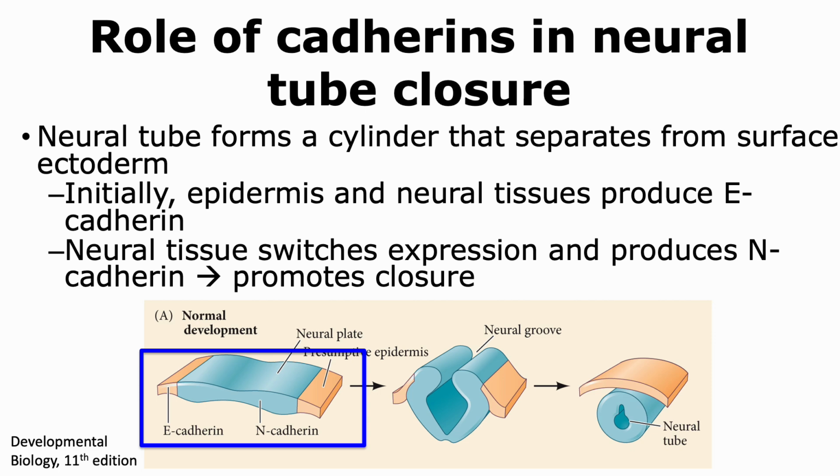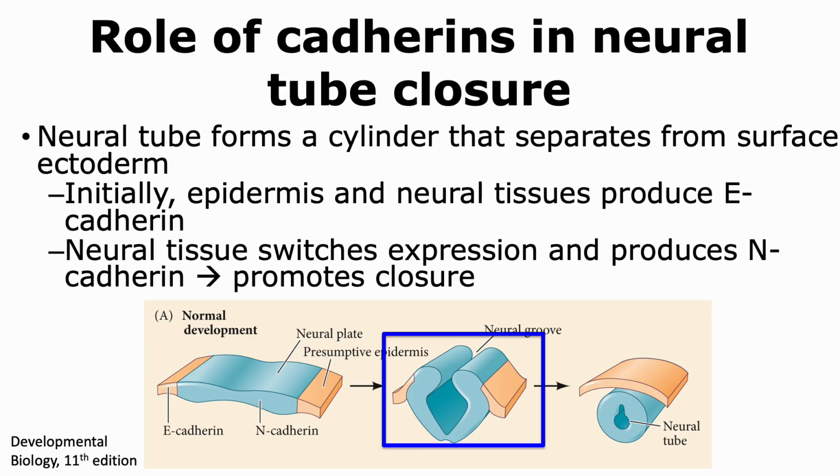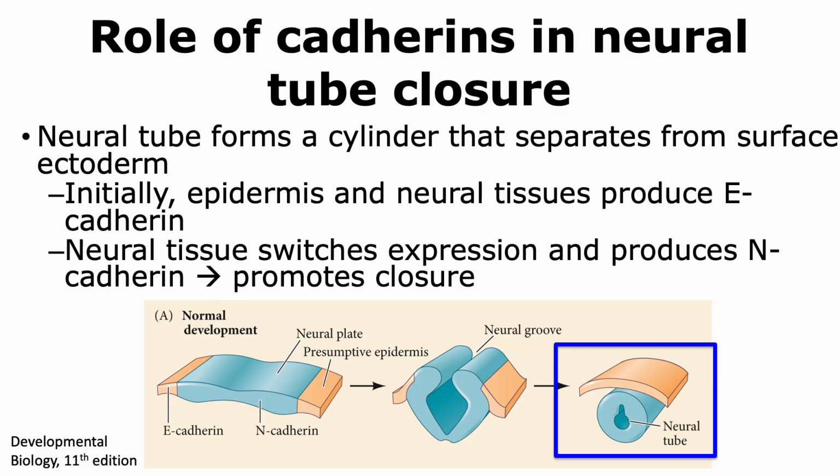Now, E-cadherin likes to associate with E-cadherin, while N-cadherin likes to associate with N-cadherin. Thus, during neurulation, when the neural groove is formed, the neural tube cells come together where the N-cadherins can associate with each other, and this allows the formation of the neural tube. On the other hand, the presumptive epidermis on both sides now sees each other, and their E-cadherins will associate to form the upper epidermal structure.